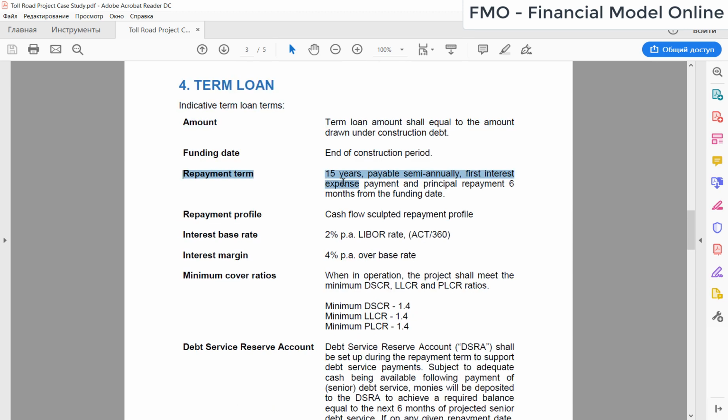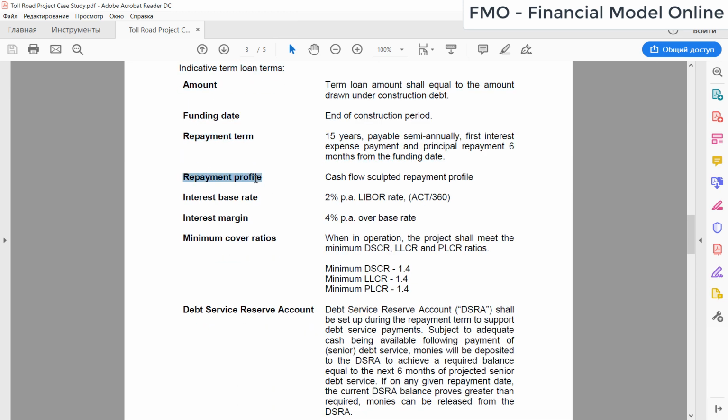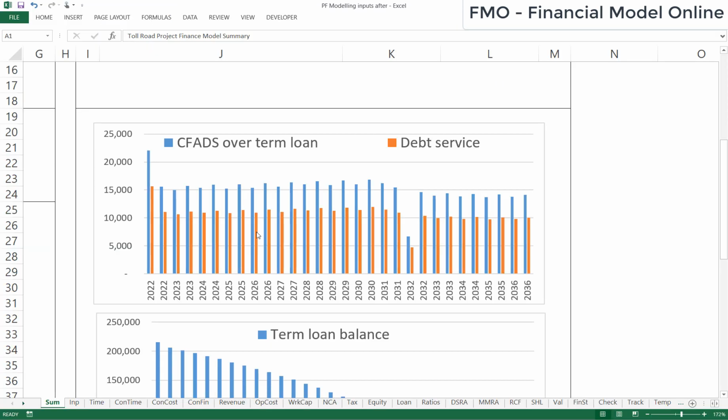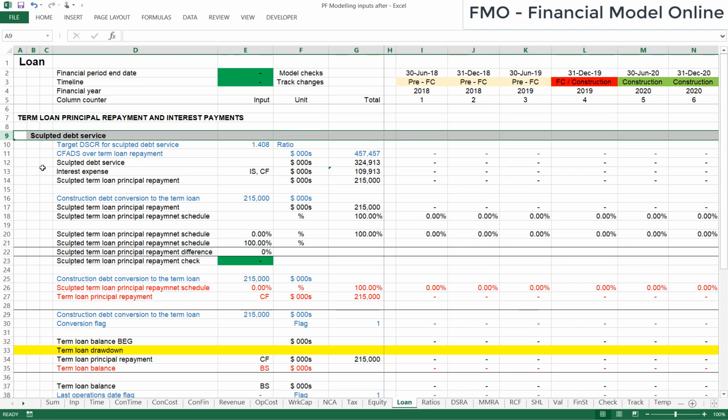So the term loan has to be repaid in 15 years, and the repayment profile has to be a sculpted repayment profile. And what it means, if we go to our model, if you look at this chart, you can see that the debt service is following the CFATs. The CFATs are the blue bars and the debt service is the orange bars. So the debt service is really closely following the CFATs. So when CFATs are high, the debt service is going to be high as well. And when CFATs are low, the debt service is going to be low. This type of profile is called sculpted debt profile. And we're going to be modeling the sculpted debt service profile in our model.